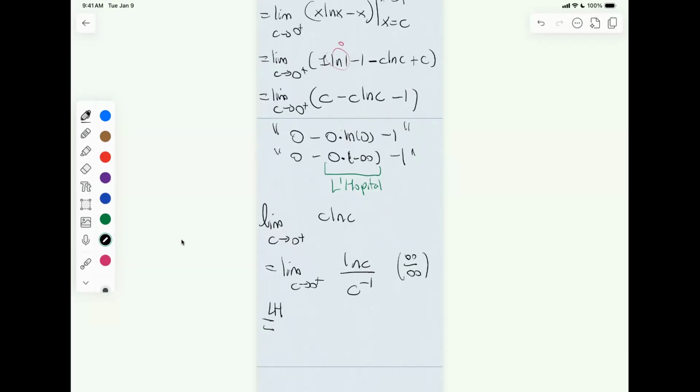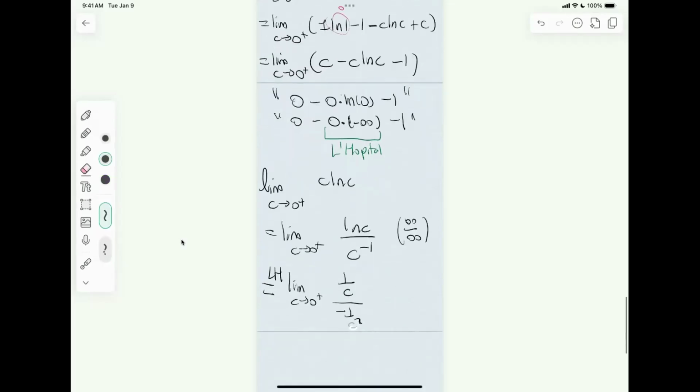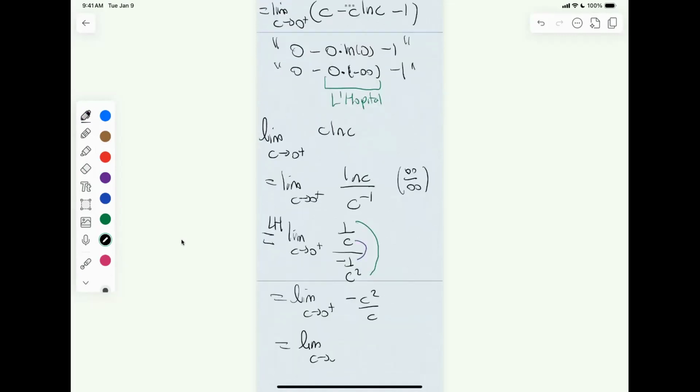I'll put LH whenever I do L'Hopital. So this gives you 1 over c, and the other one gives you negative 1 over c squared, right? And now you have to remember how fractions of fractions work: these two get multiplied together, and these two get multiplied together. So you end up finding the limit as c goes to 0 of minus c squared over c, which is the limit as c goes to 0 of negative c, which is just 0. So x times ln of x goes to 0 as x approaches 0.